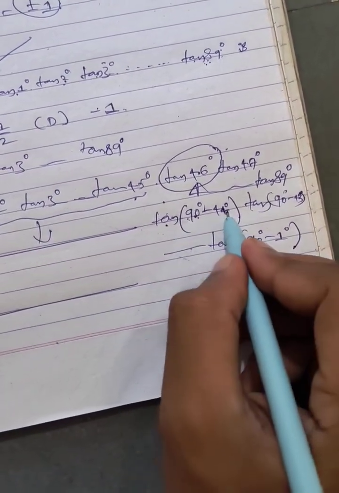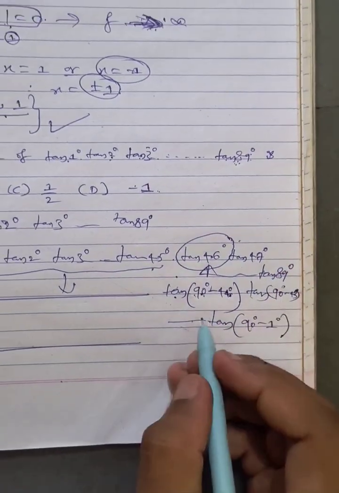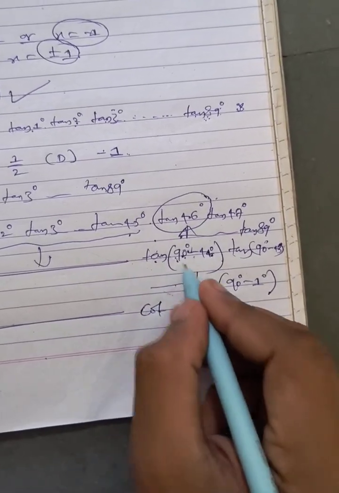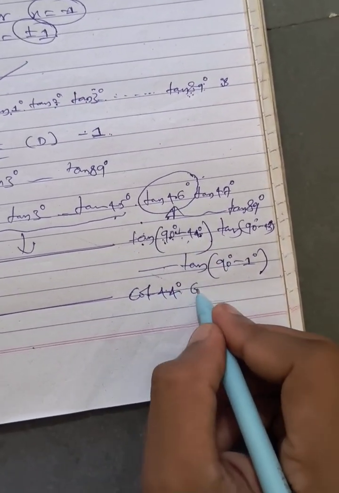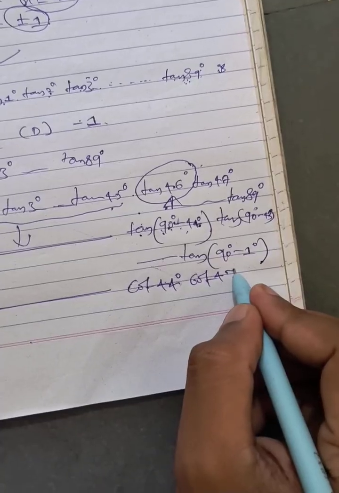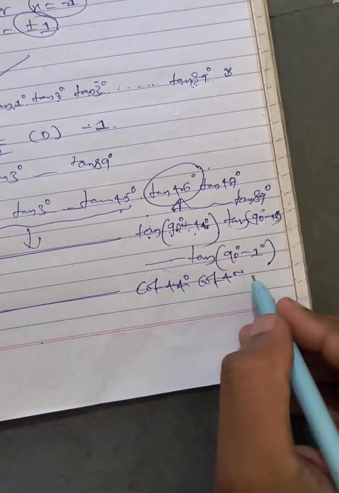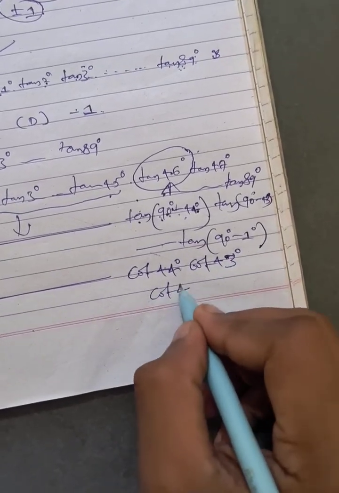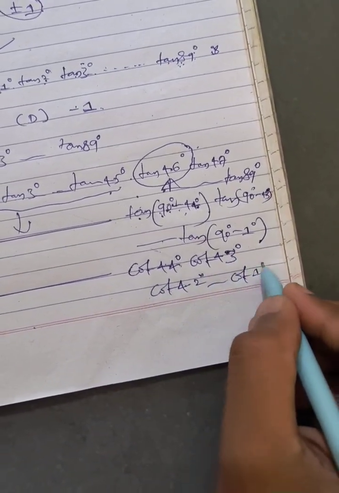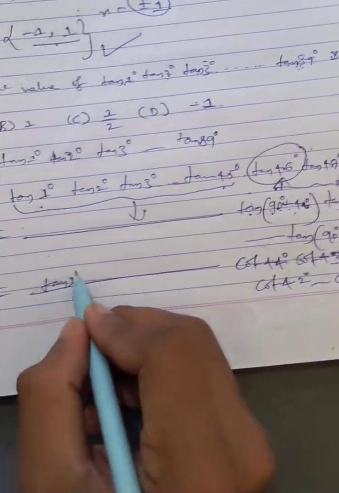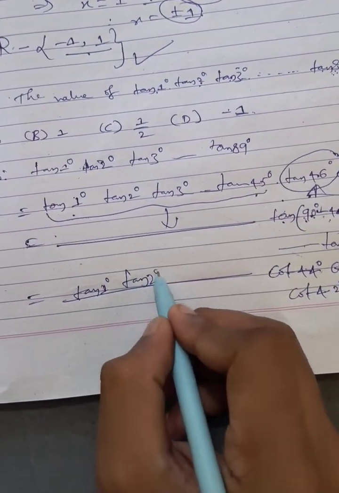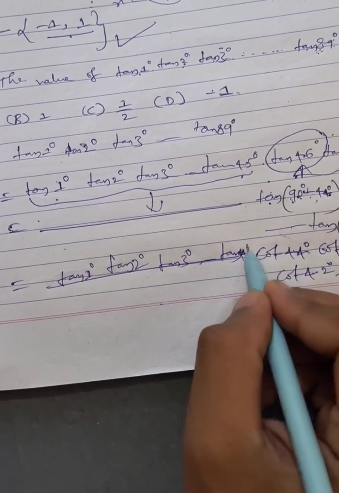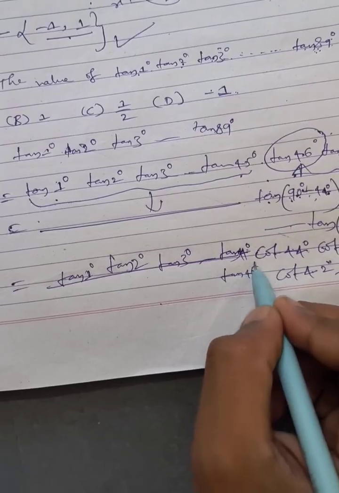Now tan of 90 minus theta is cot theta, correct? So what is cot theta here? Cot 44 degree, cot 43 degree, cot 42 degree up to so on cot 1 degree. So here we have tan 1 degree, tan 2 degree, tan 3 degree up to so on tan 44 degree, and tan 45 degree in the middle here.